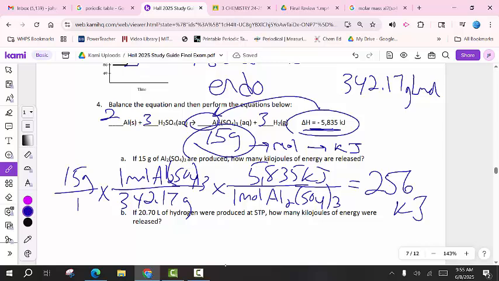Now, there was a negative in the delta H, and you could include the negative here, but that just means energy is released. And so when the question asks for how much energy is released, we don't need to include that negative sign.